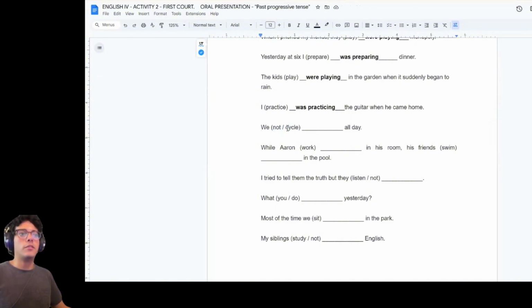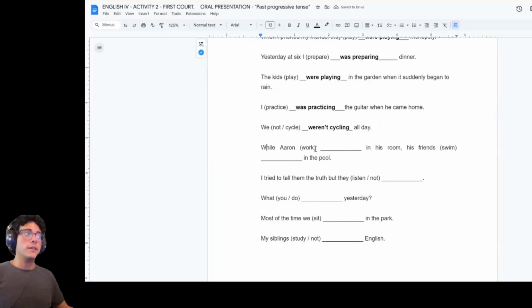And here we have the verb, which is cycle, and we have the particle not. So we have to take this into account. We were not, okay? We were not cycling all day, or we could also use a contraction here. We weren't. We weren't cycling all day.